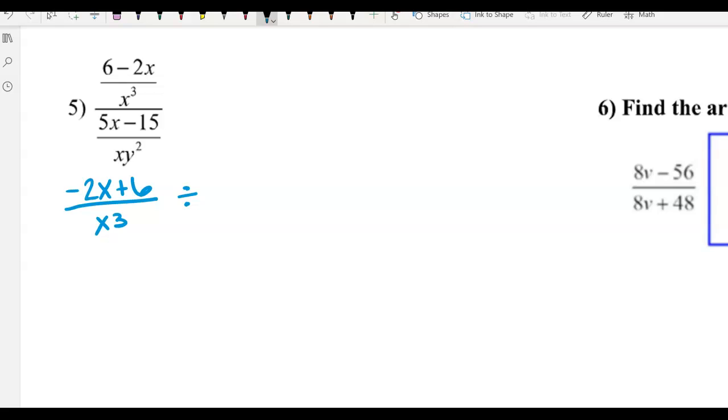What are we dividing? 5x minus 15. You're right. On the bottom, can you see that you have an x times y squared? Right. Let's state the restriction. We can factor. Let's factor first.